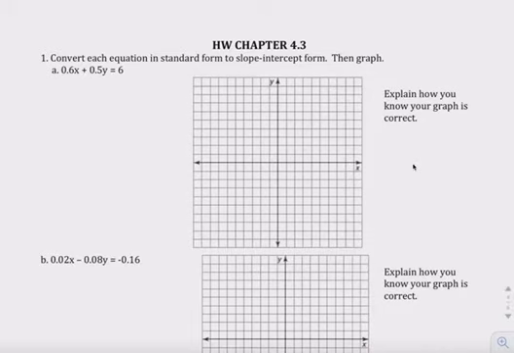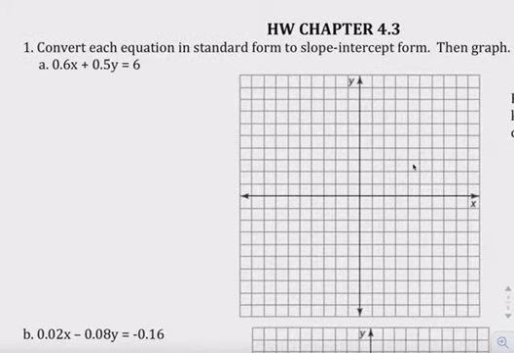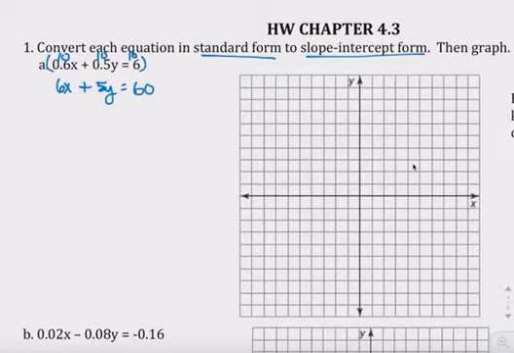Anyways, you can't graph with decimals here. So you want to make the standard form into slope-intercept form to graph. You can't graph with decimals, so I'm going to multiply all of them by 10 to get rid of the decimal. 0.6 times 10 is 6x, plus, if you use a calculator, 0.5 times 10, you get 5y equals 60.